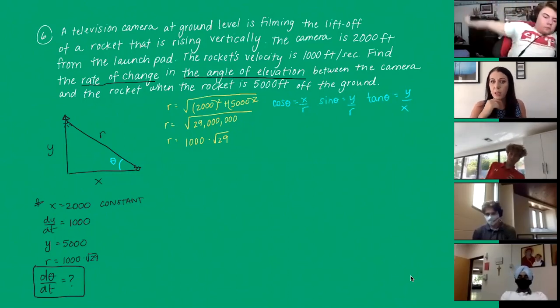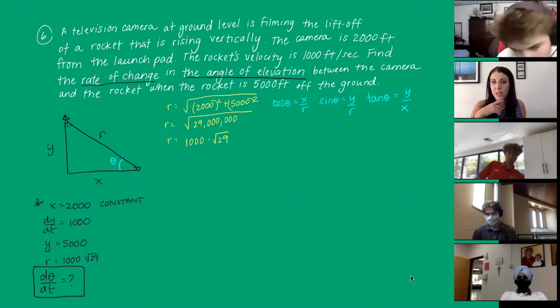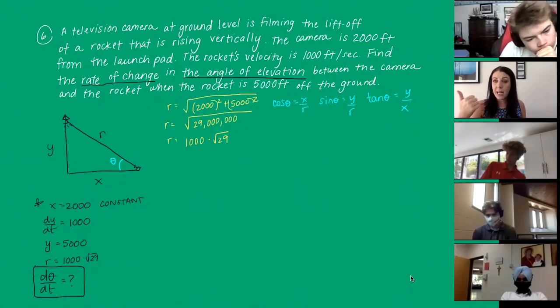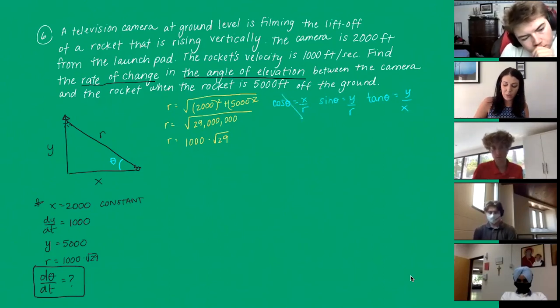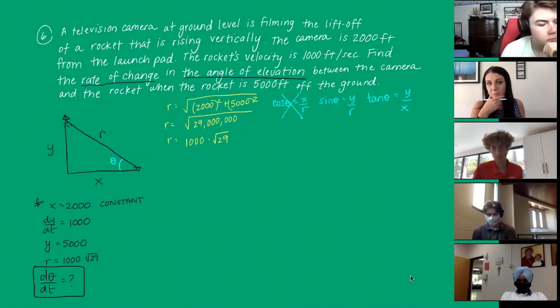So think about if I were to take the derivative of cosine of theta equals x over r. I know I'm going to have to use quotient rule probably here. And I know I'm going to end up with a dx dt and a dr dt. Neither of those pieces of information do I have. I don't know what dr dt is, and I don't know what dx dt is, and I don't know what d theta dt is, and I don't have a way to find those things. That is not going to be our best equation to use.